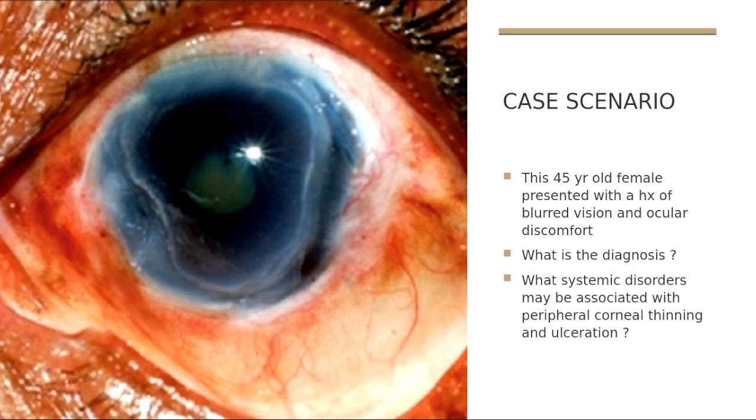All right, let's move on to something else. So that was keratoconjunctivitis sicca, and it's a common presentation in rheumatoid arthritis and SLE. So this is a 45-year-old female presenting with blurred vision, ocular discomfort. Anybody would like to describe what they're seeing? Ms. Gordon, would you like to describe what you're seeing here?